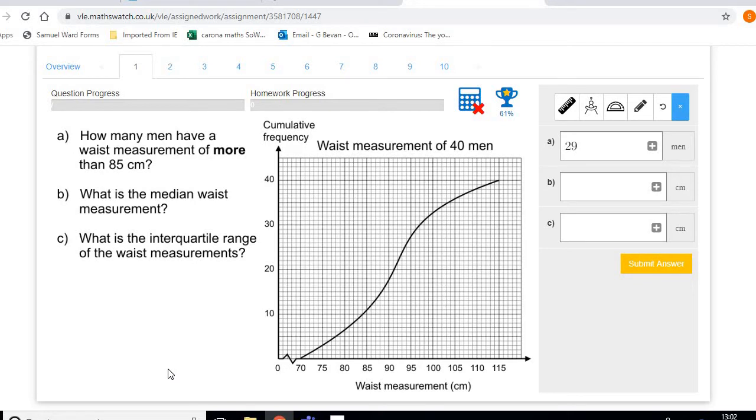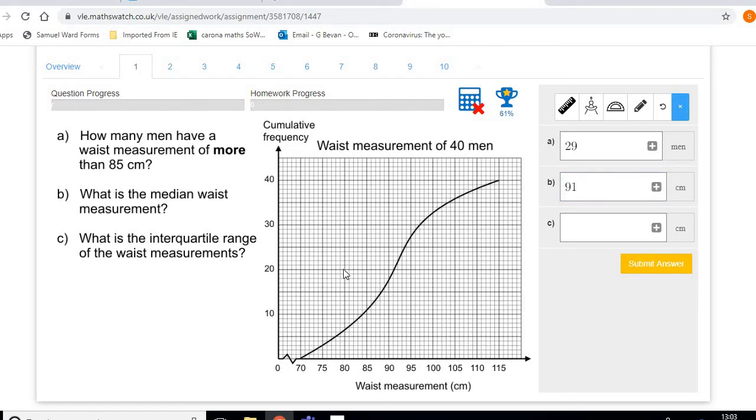The median: there's quite a few questions in this homework where you have to estimate the median. To find the median is halfway through the frequency. The total frequency is 40, so half of 40 is 20. I would draw a line with the ruler, if I was able to, across to the curve from 20, and then I go down to the x-axis and read off the value, which looks to be about 91. So the median is 91 centimetres.